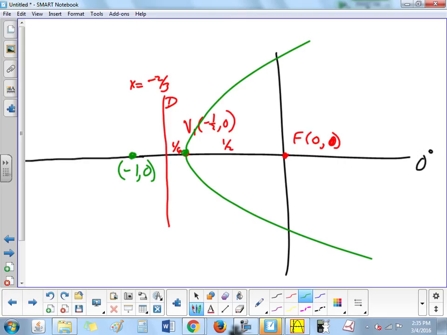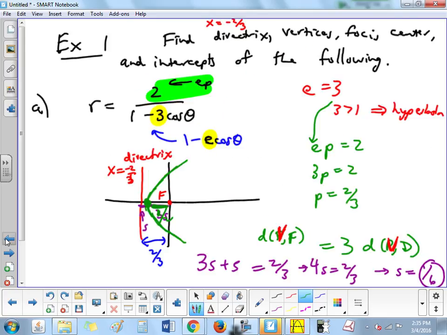It was weird finding it. Let's go back in the title. I said find the vertices. We now know the vertices are at negative... Let's see if I can fit this in here. It was negative 0.5, 0, negative 1, 0. Those are your vertices. Yay.